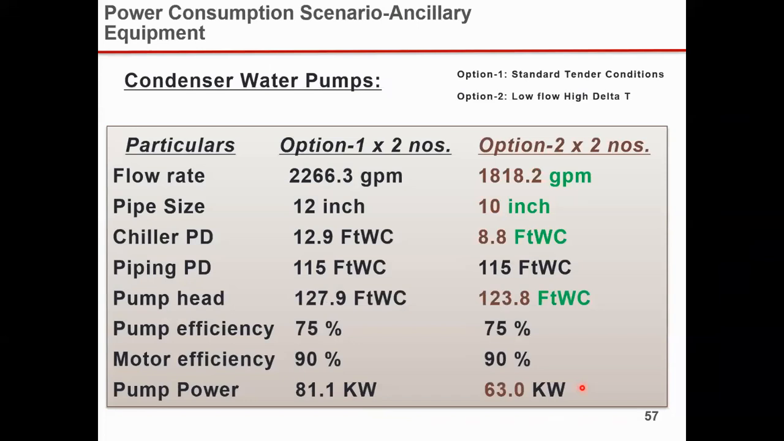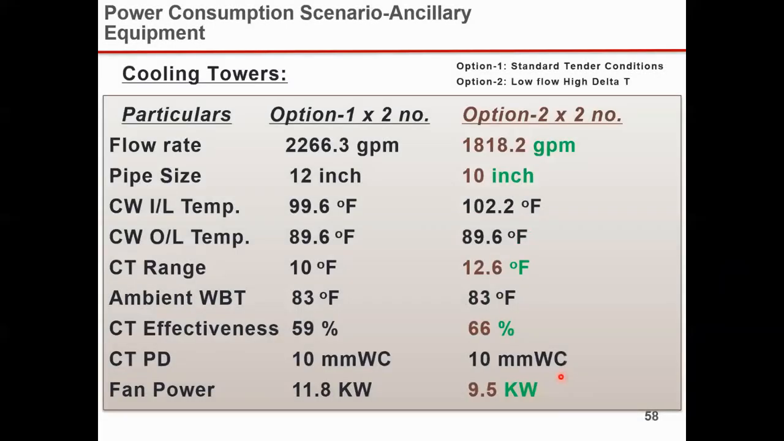Same is the effect in the condenser circuit. We have increased the delta T, so pipe size goes from 12-inch to 10-inch, and your pump power from 81 kilowatt to 63 kilowatt. In the cooling tower also, as I mentioned, the pipe size becomes smaller, the flow rate becomes less, your delta T increases, CT effectiveness increases, and your fan power has gone down to 9.5 kilowatt from 11.8 kilowatt.